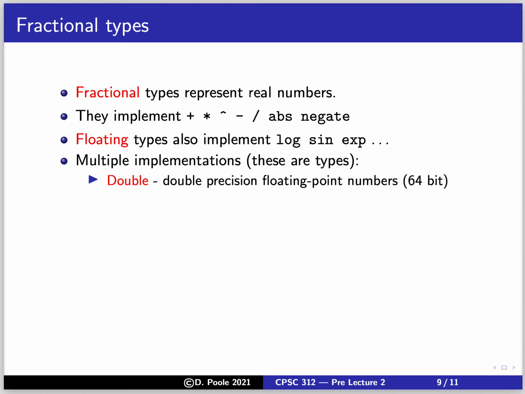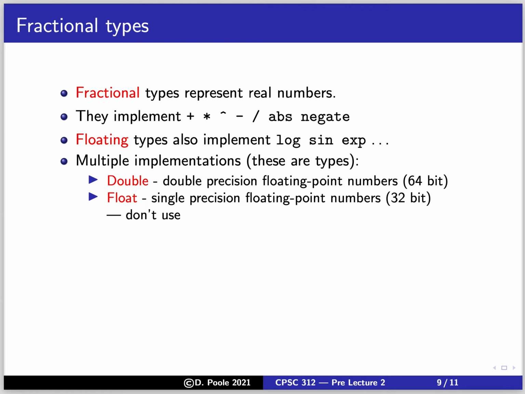And there are multiple implementations, and each of these implementations is a type. So, for example, there's double precision floating point numbers, like in C and Java. There's also float, single precision floating point numbers. Don't use these. They're not very accurate. But there are other ones. There's exact rational numbers, another implementation of fractional. Now, rational is interesting because it's in fractional, but it's not in floating. So log, sine, exponent are not defined for rational, but they're defined for doubles and for floats.